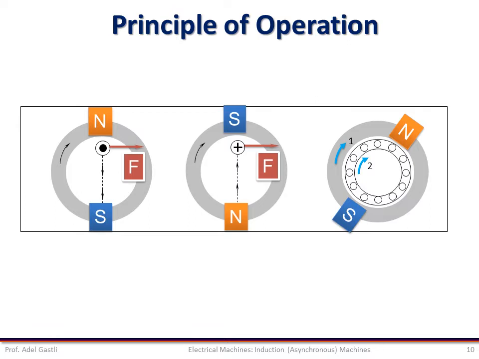In other words, if the rotor speed equals the stator field speed, then there will be no induced rotor current and hence no force or torque. In this case, the machine will slow down because of the load or rotational loss torque. So the rotor speed will always be less than the synchronous speed.